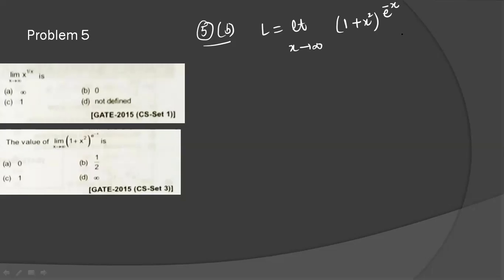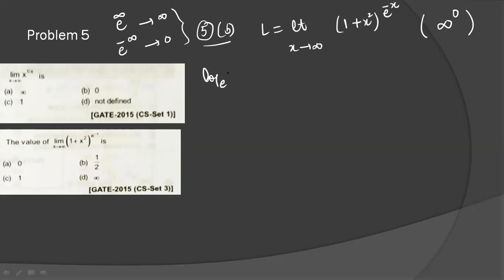It is (1 + x²) to the power e to the power minus x. If you put x equal to infinity, e to the power infinity tends to infinity, and e to the power minus infinity tends to 0. Remember this? Then it will go to infinity to the power 0. It is again an indeterminate form. So it is in the f(x) to the power g(x) form.